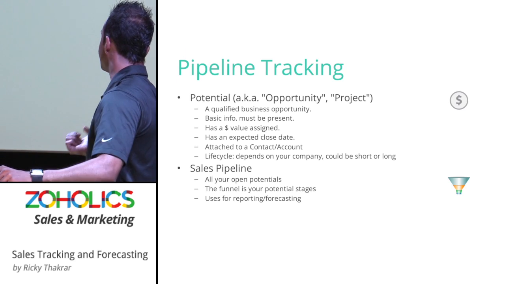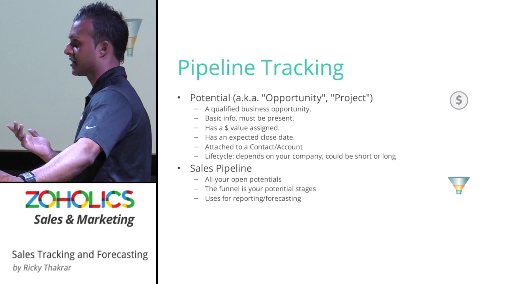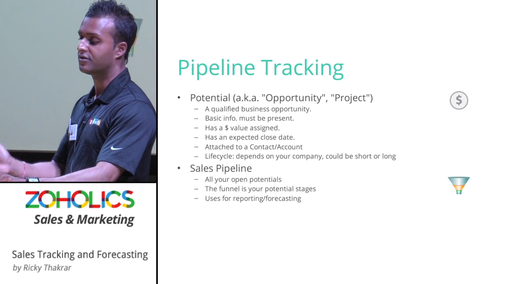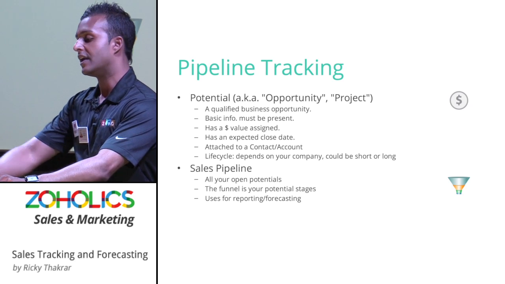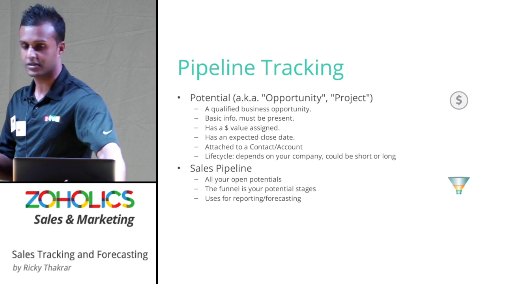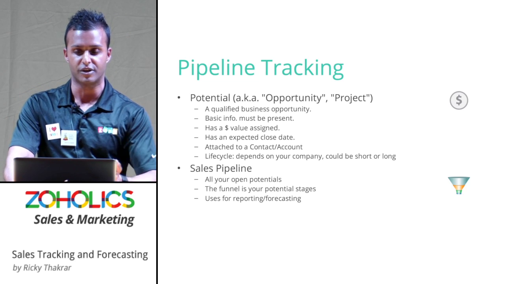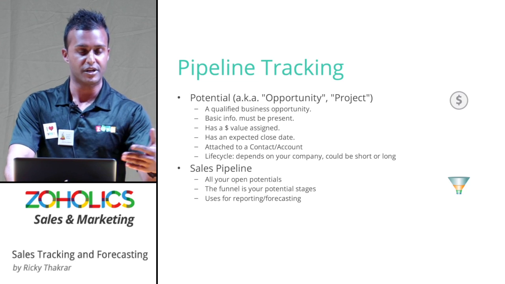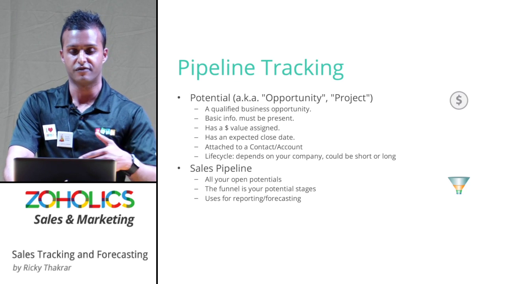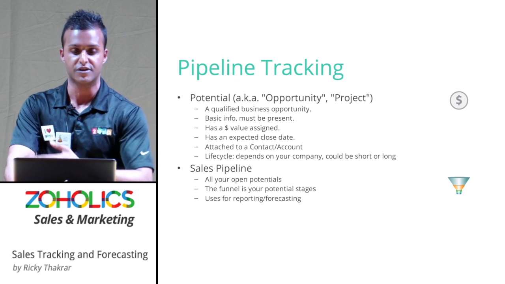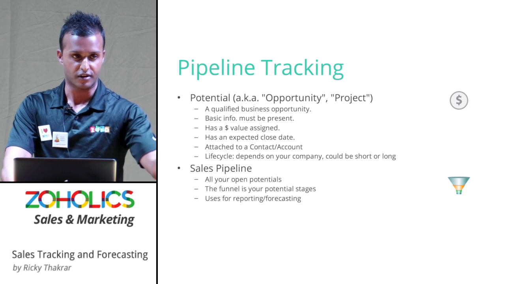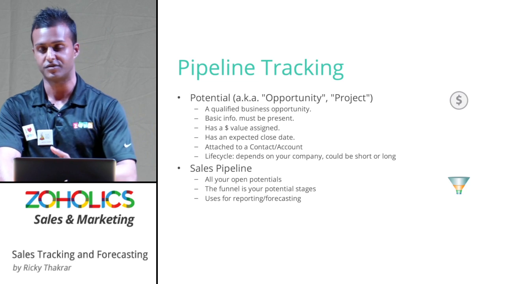You have to have basic information such as the dollar value and the expected closing date. All right? Without those values, the potential cannot be saved. It is attached to a contact and an account, and the life cycle depends on your company. It could be a really short life cycle, it could be a long life cycle. As you learn about automation later on in these sessions, you can fire off workflow rules depending on your stages as well, depending on what the sales rep needs to do as it moves to each stage.